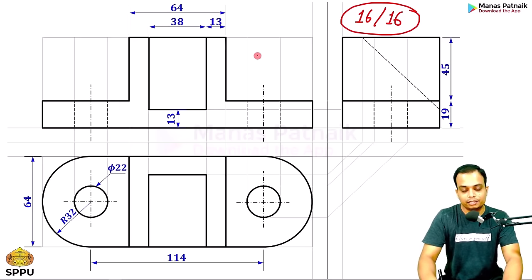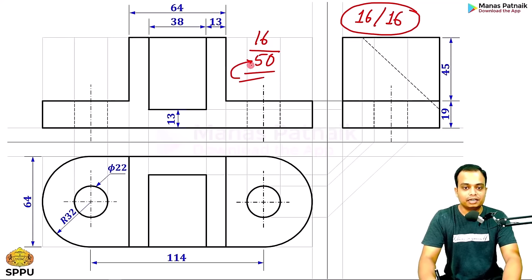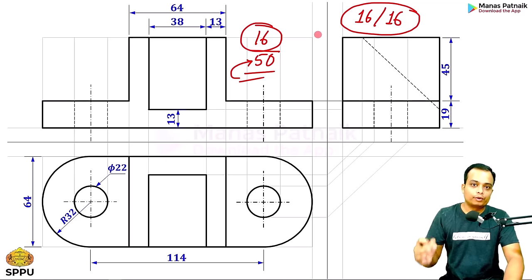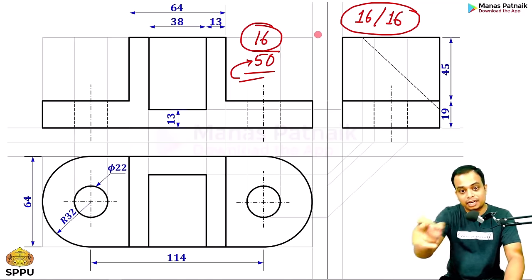Look, this examination is of 50 marks. And this single question is going to give you 16 marks. Okay, 50 marks is the total engineering graphics paper, out of which you can obtain 16 marks from this very single problem. So it is very, very profitable to solve questions based on isometric projection as well as this topic, that is orthographic projection.